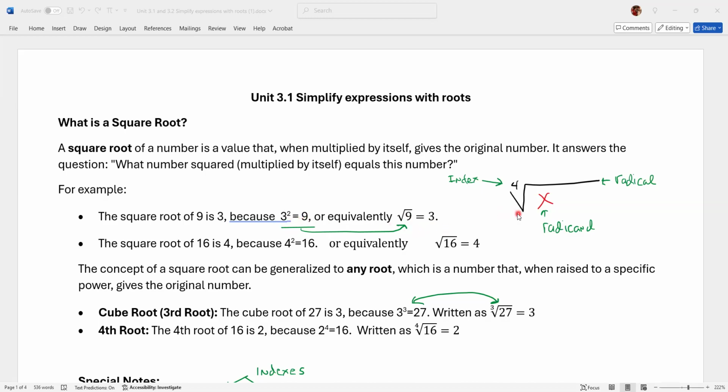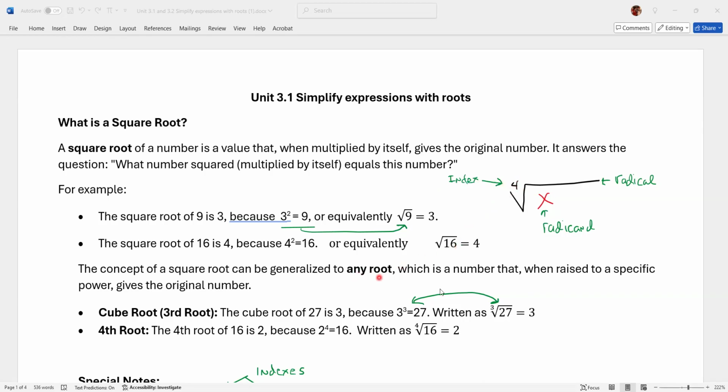A little bit of vocabulary. You have a radical, which indicates you are taking a root of some kind. The value under the radical is called a radicand. It could be numbers and variables or combinations. And then the index is what root am I taking? No index visible is a square root. Any other root you will see an index.